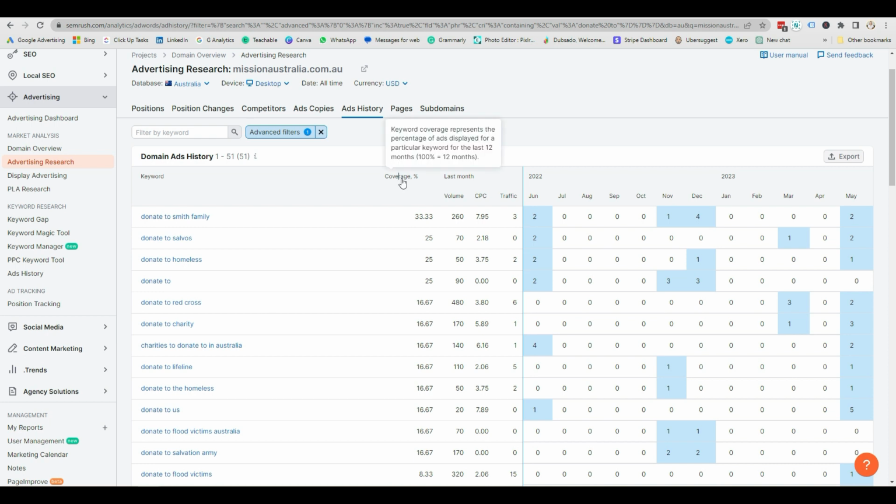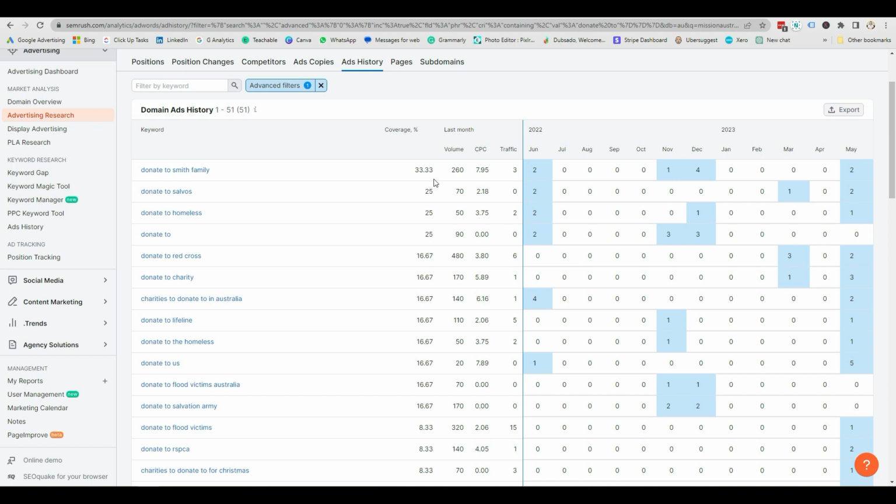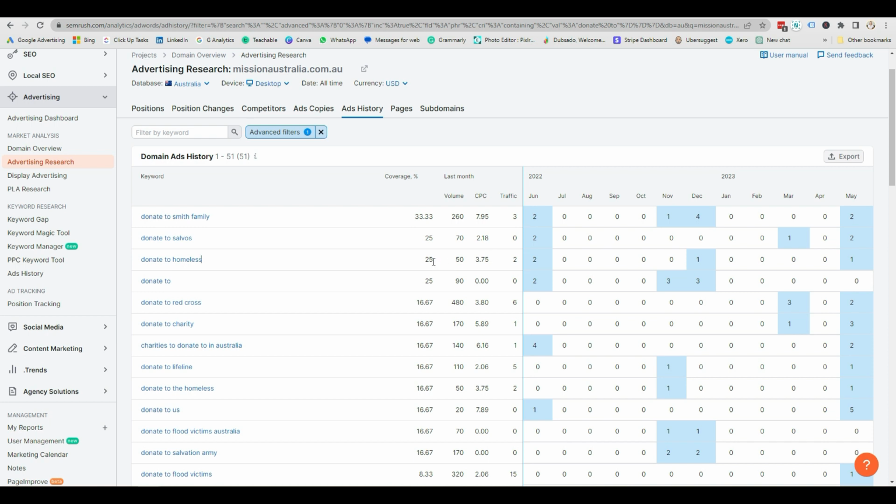Go ahead and click on the coverage percentage. That's just going to sort so that we see the highest percent of coverage on the keyword. I generally like to see what the organization is spending the most on or what they're getting the most coverage on. So let's skip all of these competitor type keywords and we'll look at donate to homeless. Okay, it looks like they have about a 25% coverage on this keyword. The cost per click is around $4. I think it's a little bit higher than that actually, but that's somewhat close. And then it's saying volume is 50, traffic is 2.